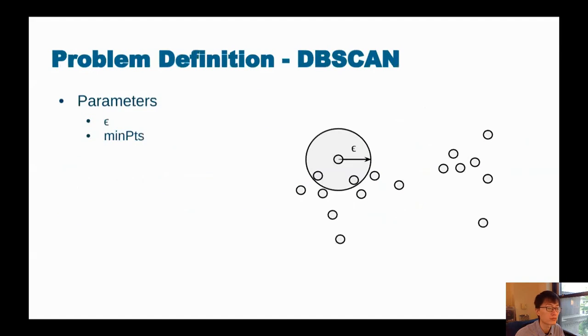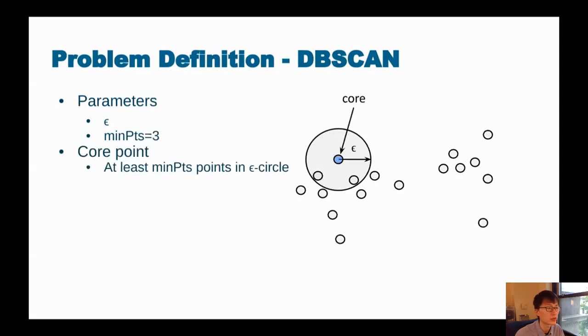Let me first define the problem. DBSCAN takes in two parameters, epsilon and minPts. Epsilon is defined as the radius of the circle centered at each data point, and minPts is a threshold on the number of points inside such circles. We call such circles epsilon circles.